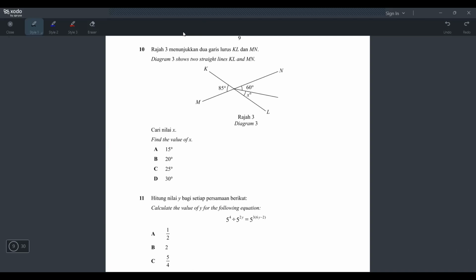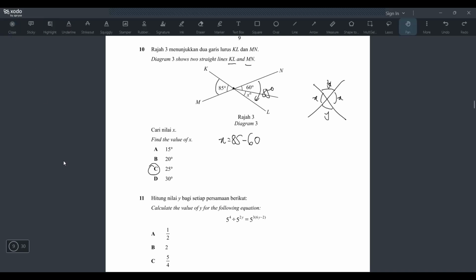Okay, number 10, diagram 3 shows two straight lines, KL and MN. So they have KL and MN. If we have two lines like this, we need to know this angle and this angle are the same, this angle atas and angle bawah same. So if I say this is 85, this must be 85 also. They intersect at here, right? So how to find X? You take 85 minus 60, you will get 25, right? That's how you do it.